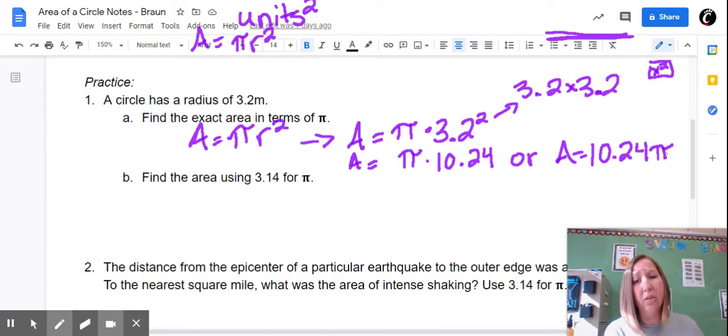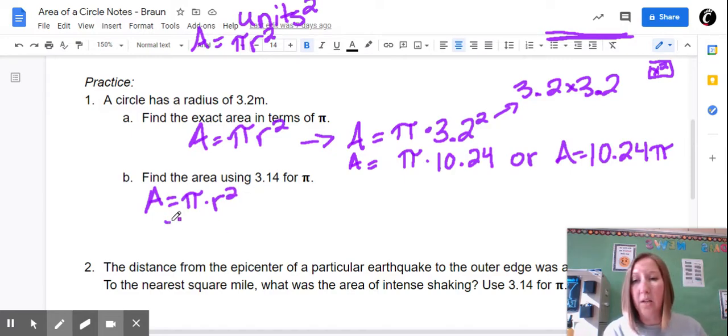Okay. So then we're going to go ahead and we're going to do the same problem, but we're going to find area using 3.14 for pi. So we're going to actually do the calculation. So again, I'm going to write out my formula because I want to get in the habit and I want to remember my formula. So area equals pi times radius squared, or pi r squared.